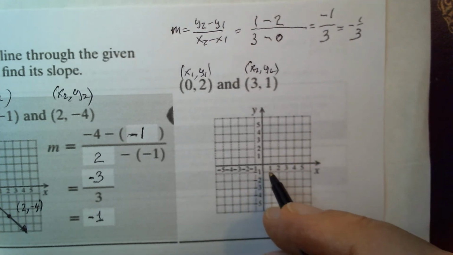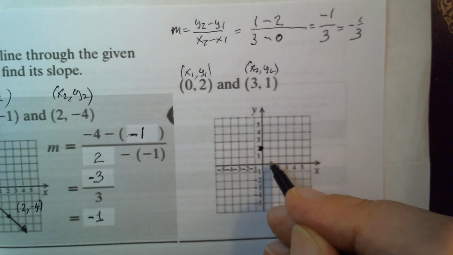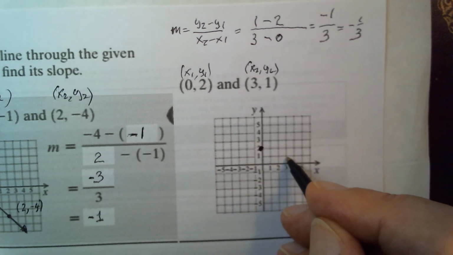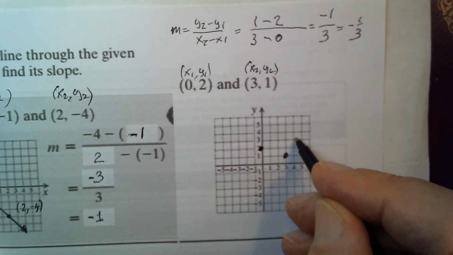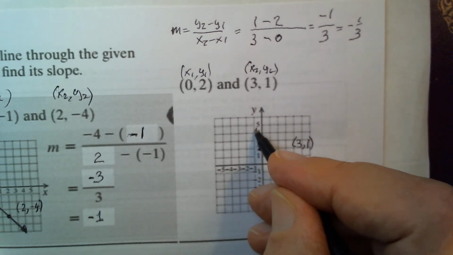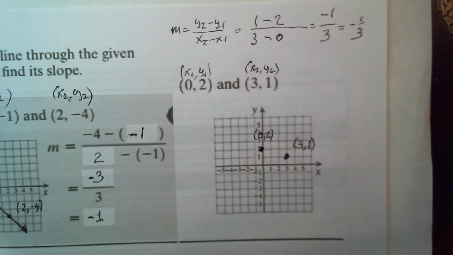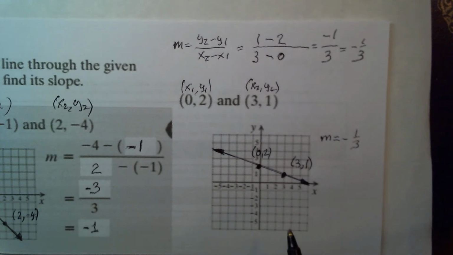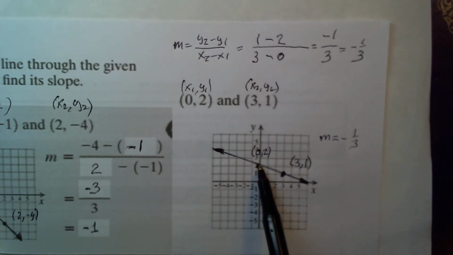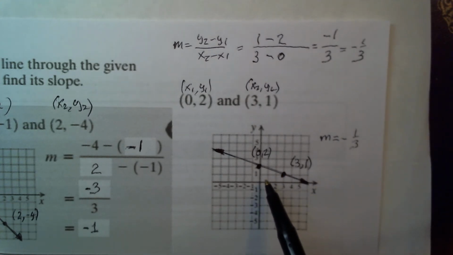Okay, so now where are the points? Well, 0, 2 would be this point here. And 3, 1 would be this point here. And this is 0, 2. And now all we have to do is draw the line through the 2 points. So in summary then, here is the graph of the line between these 2 points, and the given slope is minus 1/3, and the line is leaning in the correct direction. It has a negative slope just from looking at it.